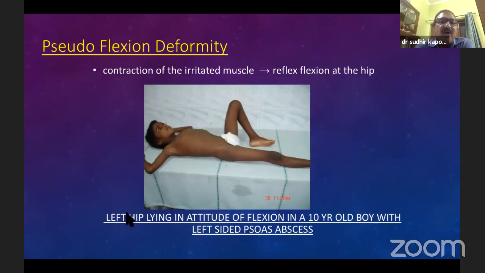Now there is a situation called a pseudo flexion deformity. Sometimes the disease is not in the hip joint, but there is an irritating lesion in the vicinity of the hip joint, which is forcing the hip joint into pseudo flexion. Now this is a patient of a pseudo flexion deformity because of a psoas abscess. Now how to differentiate a pseudo flexion deformity from a true flexion deformity? Please see this video carefully.